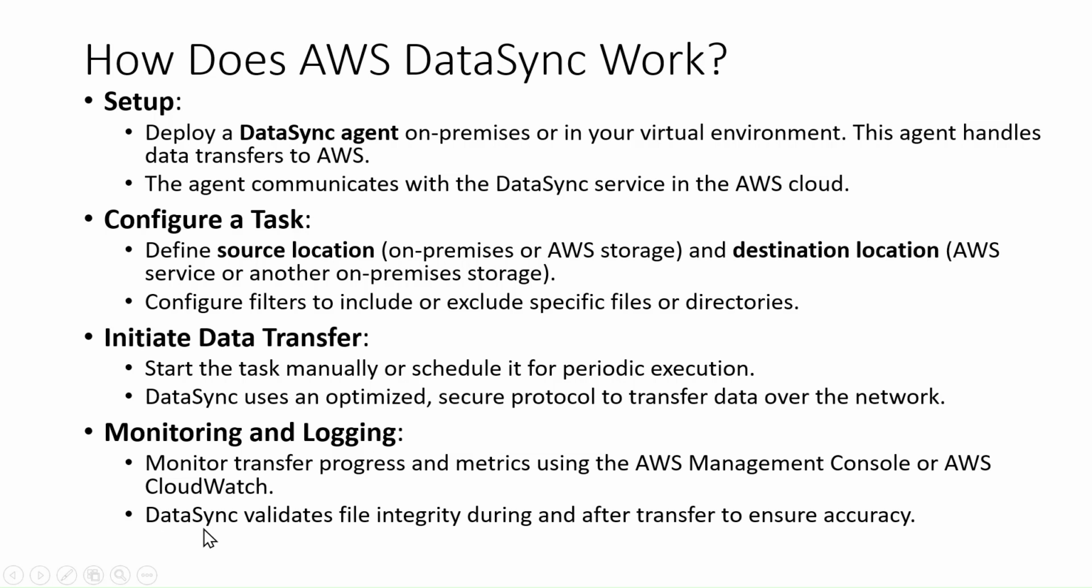Okay. Next, data sync validates the file integrity during and after transfer to ensure accuracy. So it will also ensure data integrity. We cannot control what happens during the data transfer, from when it leaves the source machine until it reaches the destination machine. The duration of that travel is completely on the network. In that case, if someone has breached the network security and got access to that data, the data will be lost, right?